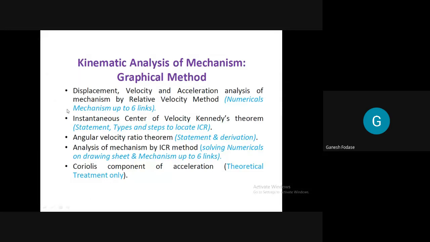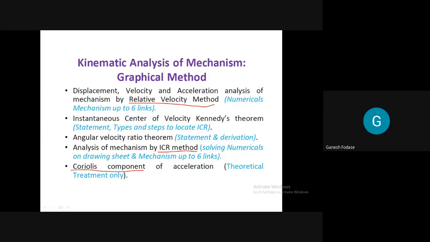If you see carefully, there are 2 methods we have to discuss in our syllabus. One is the relative velocity method, and the second is the ICR method. So understand, 2 methods we have to discuss in a graphical way. For the third method, only theoretical treatment. Clear syllabus? Yes, sir. Okay.